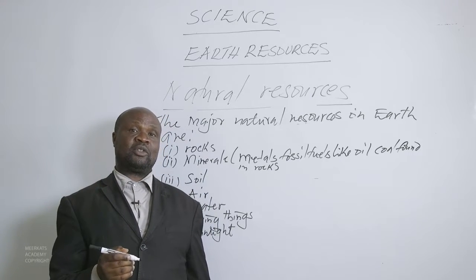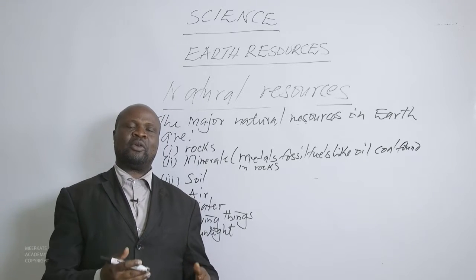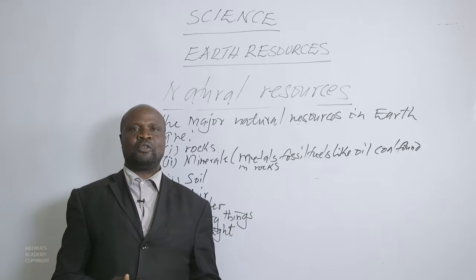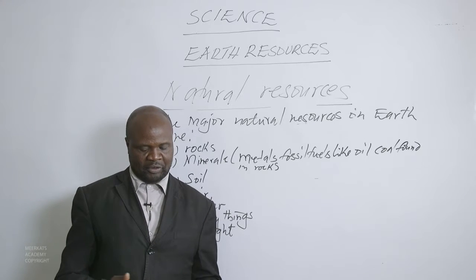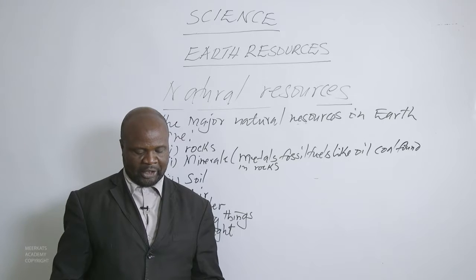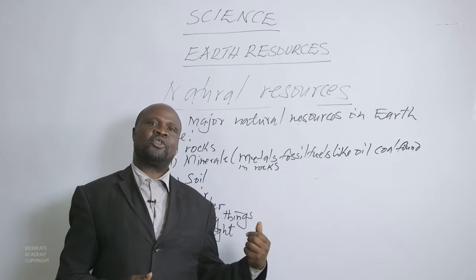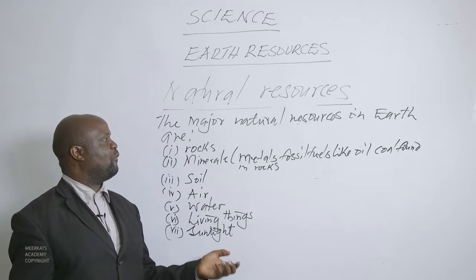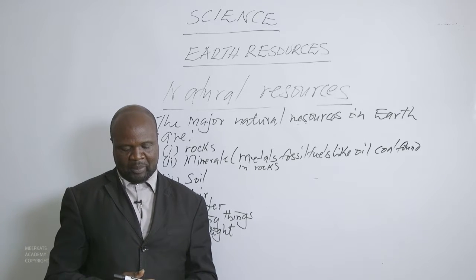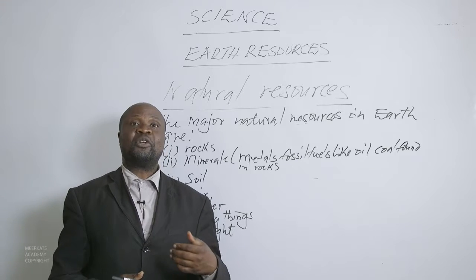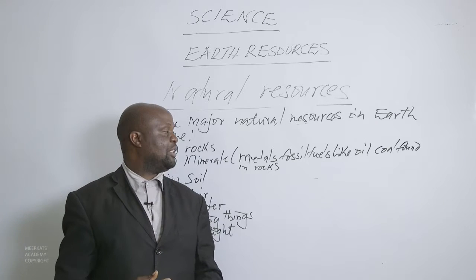Sunlight is also important because plants are able to trap this sunlight, and together with carbon dioxide, they manufacture their own food and also produce and replace the oxygen that is being used by animals from the atmosphere. So all life depends on these natural resources that were mentioned here. And protecting them gives all living things a better chance of survival.